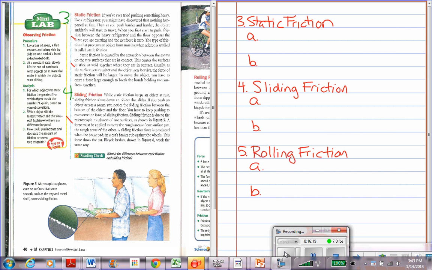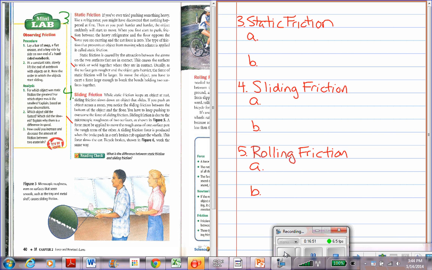Okay, now we're going to do the 3 types of friction. We have static friction. If you've ever tried pushing something heavy like a refrigerator, you might have discovered that nothing happened at first. Then, as you push harder and harder, the object suddenly will start to move. When you first start to push, friction between the heavy refrigerator and the floor opposes the force you are exerting, and the net force is 0. The type of friction that prevents an object from moving when a force is applied is called static friction.